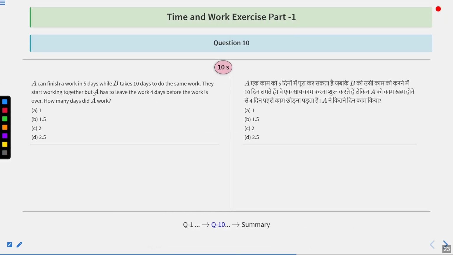A can finish a work in 5 days while B takes 10 days to do the same work. They start working together, but A has to leave the work 4 days before the work is over. How many days did A work? Options are 1, 1.5, 2, or 2.5. These are the options.